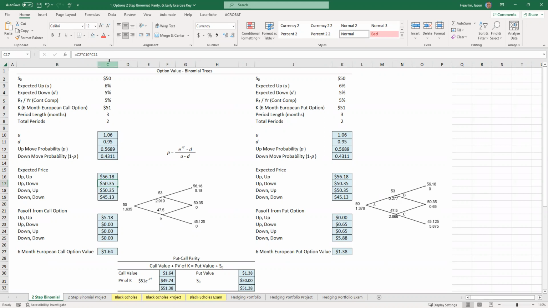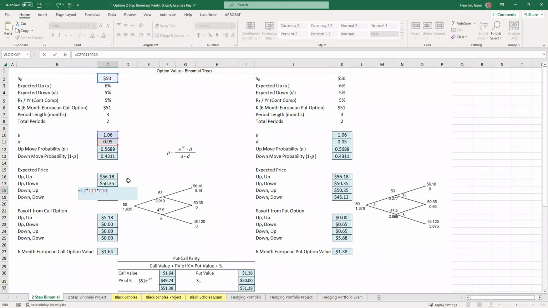So if that happens, we have this stock price of 50. First, it goes up, so we multiply by the up factor, but then it's going to go down, so we multiply by the down factor. And that's why in this case, $50.35. And that's why you see that number there.